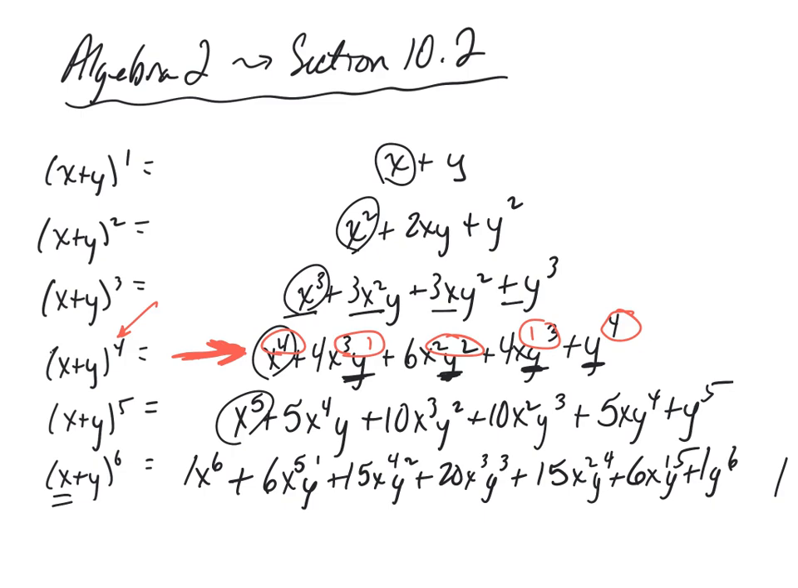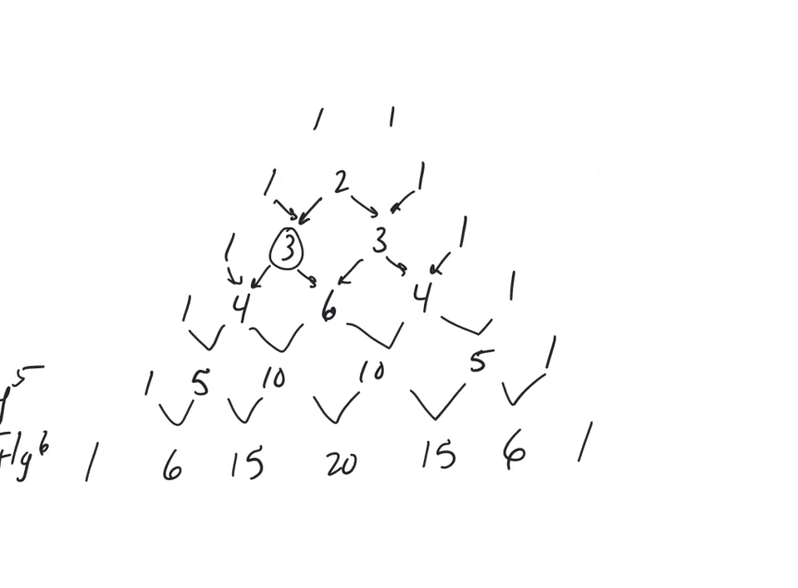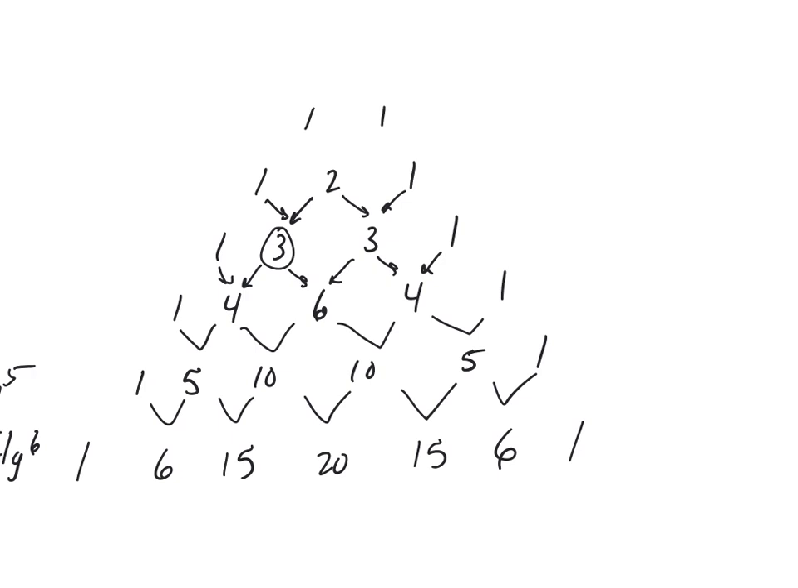Okay? All right. So this arrangement of numbers has a special name in mathematics. And this arrangement of numbers is called Pascal's triangle.